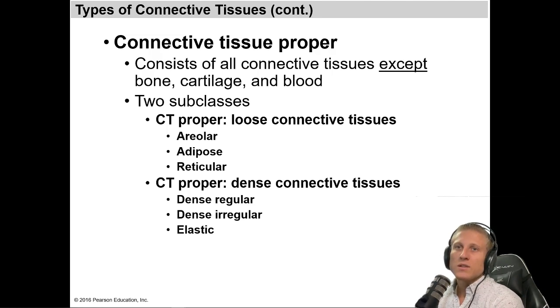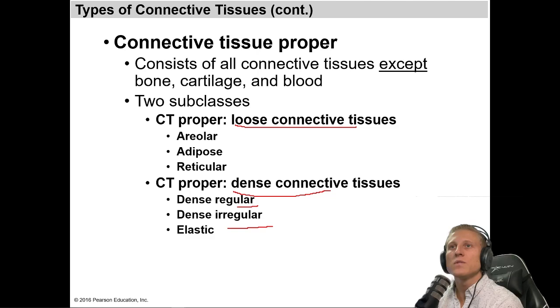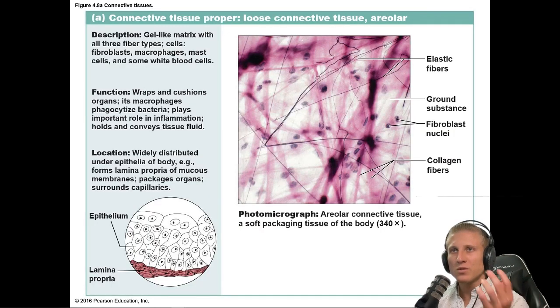We have loose connective and we have dense connective tissue. And then we have regular and irregular subtypes of dense connective. We'll take each of these in turn because when we see their physiological function and where they're located, it makes a lot more sense as to what they are.